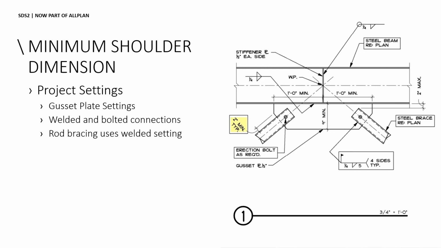Questions or anything to add to that, Colin? Just a little explanation on the rod bracing. Using the welded setting, we did that just to maintain old functionality, because when those were first implemented, they were using the same shoulder as the connection that you see in the detail here, the welded HSS. So we went that route. Okay, very good.